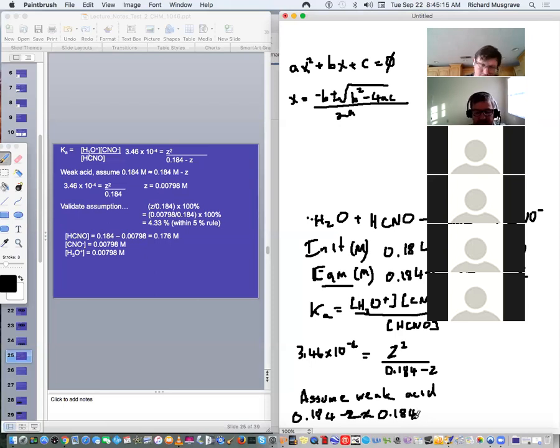Okay, so what am I saying there? I'm saying that Z is so small compared to 0.184 that we're effectively dealing with 0.184. And you might be wondering, how do I know I can do that? Well, as long as the Ka is less than, say, 10 to the negative 4, 10 to the negative 4 or less, it's worth a shot.